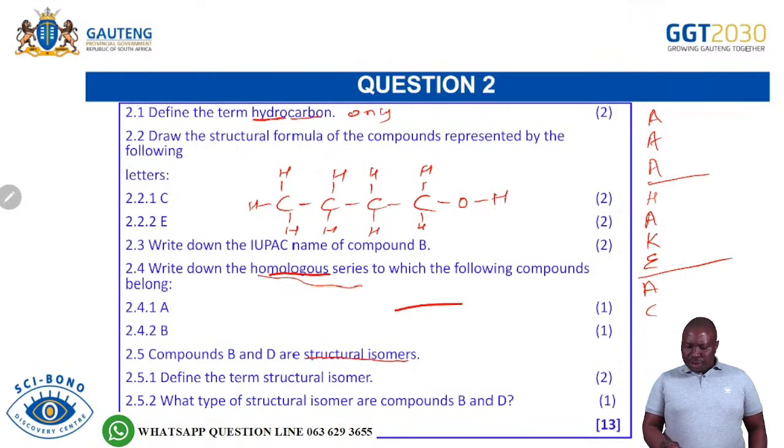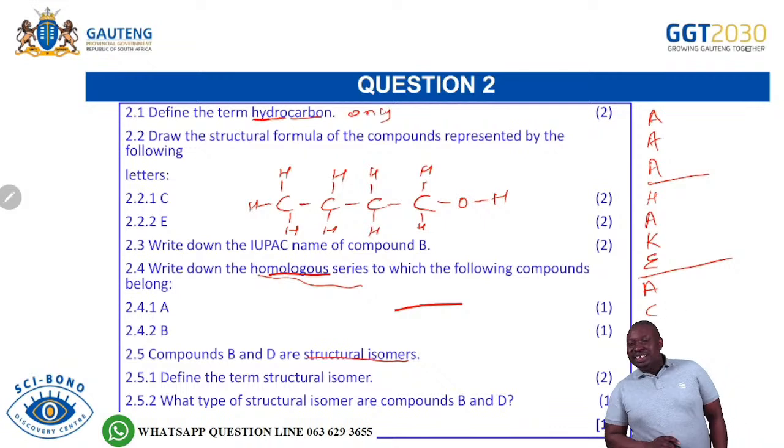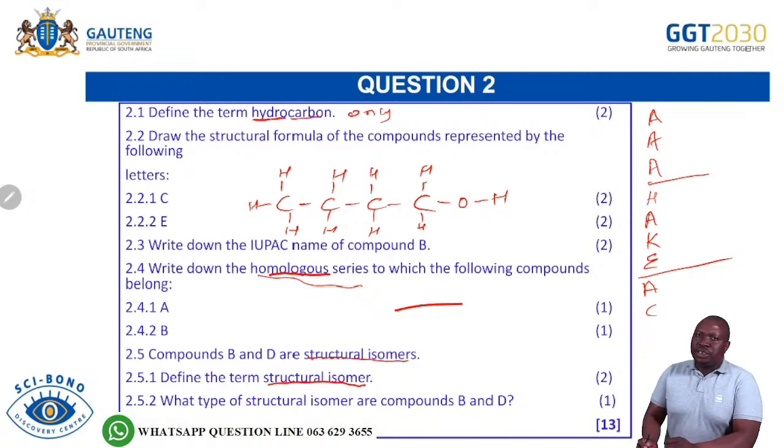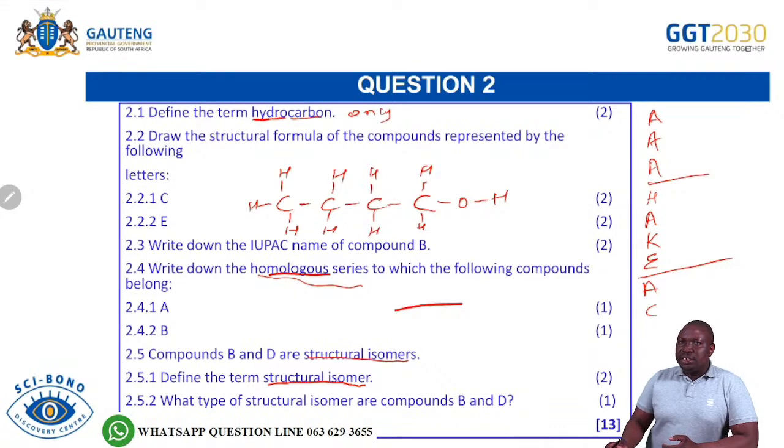So they are saying compounds B and D are structural isomers. It's a statement. And then define structural isomer. Please listen to the question. The question didn't say define functional isomer. It says define structural isomer. So you will define structural isomer.